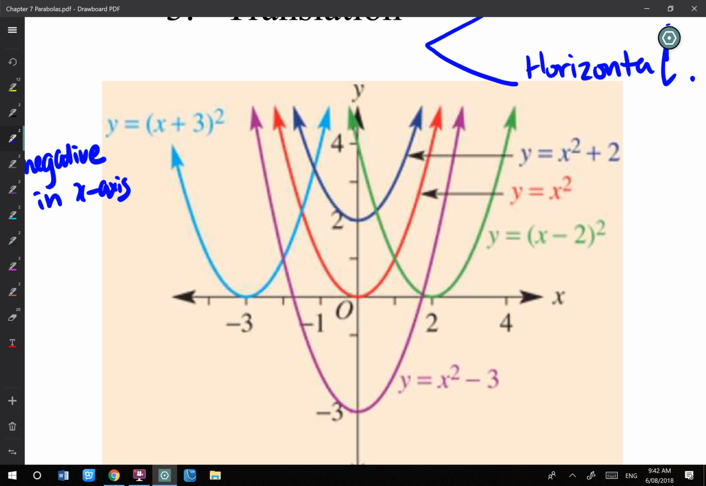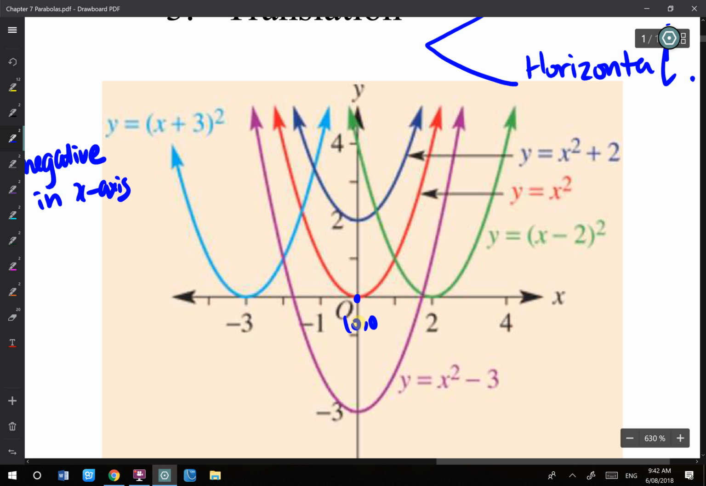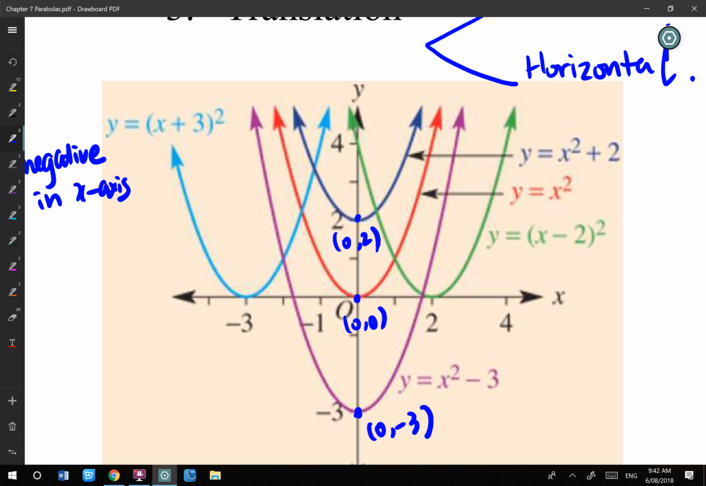The dark blue, the navy one, is x squared plus 2. And the purple one is x squared minus 3. You can see the turning point is moving, right? This turning point is (0, 0). This turning point is (0, 2). This turning point is (0, negative 3). The most obvious translation can be viewed from the turning point. Where is your turning point? That will tell you what your translation is.